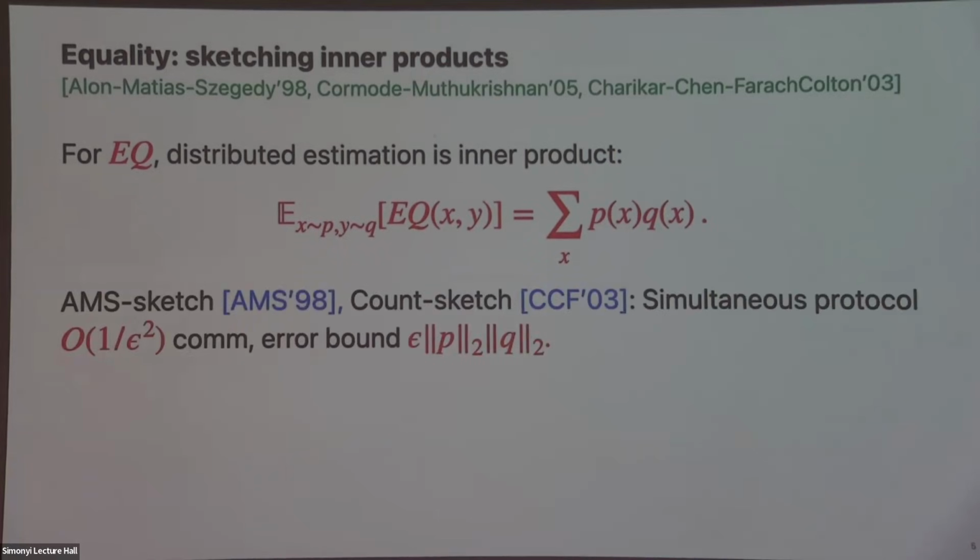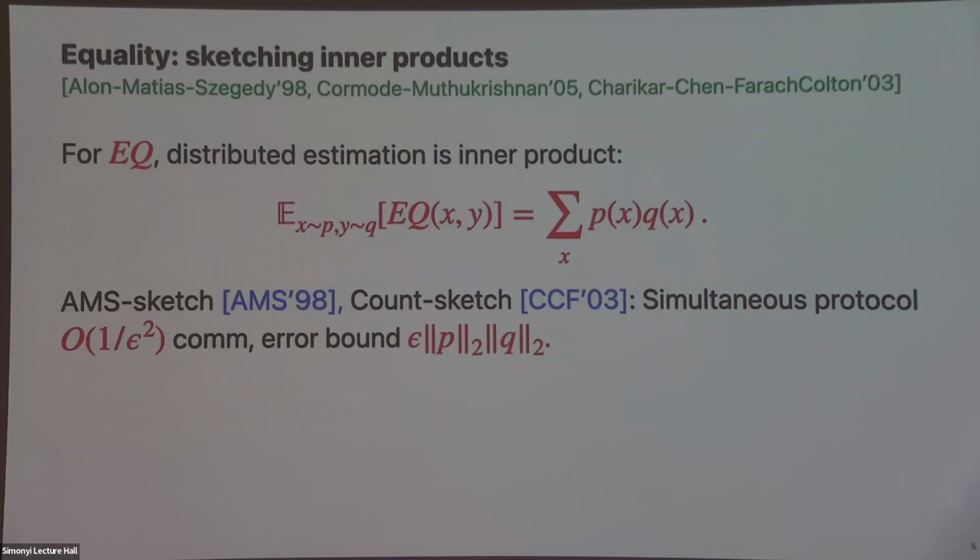So what is known about this? The famous AMS sketch, Alon, Matias, Szegedy, and count sketch, right? These are both sketching protocols. This is due to Charikar, Chen, and Farach-Colton. They give you simultaneous protocols where the communication is 1 over epsilon squared. The error bound is something even stronger than what we wanted. We just wanted epsilon times the 1 norm of P times the 1 norm of Q. They'll give you a bound in terms of the 2 norms.